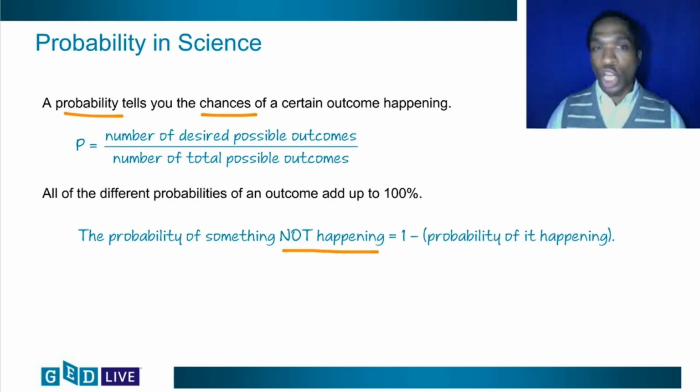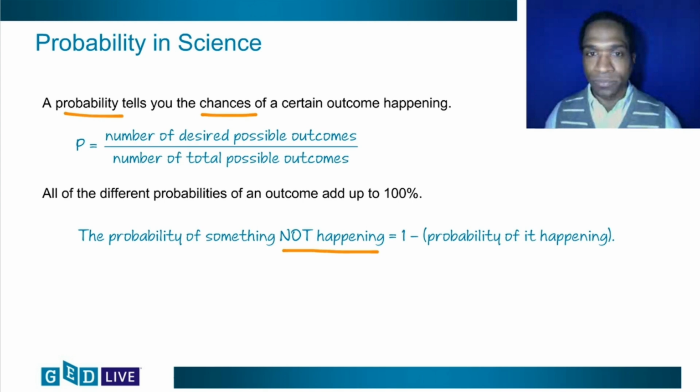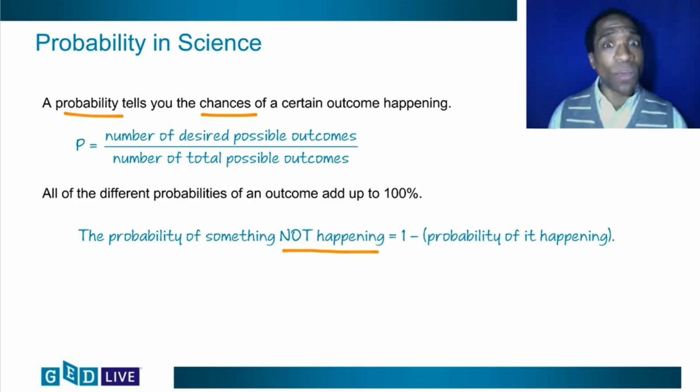Let's say you know the probability that it will rain tomorrow. You know what that is. If you know the probability that it will rain tomorrow, you also know the probability that it won't rain tomorrow. We just take the probability that it will rain out of 1 or 100% to get the probability that it won't. So if the probability that it will rain is 20%, the probability that it won't rain is 80%.